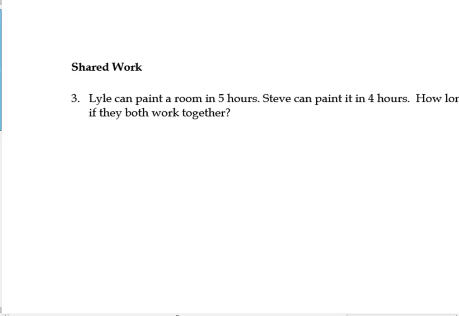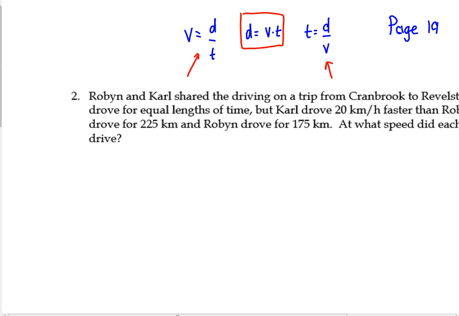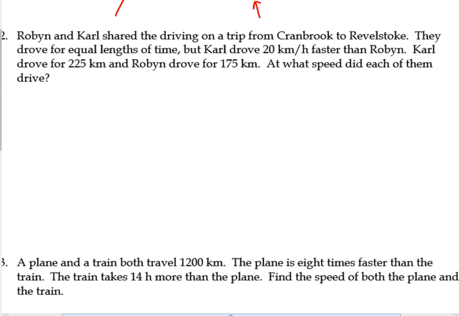So let's start with number 2. Robin and Carl shared the driving on a trip from Cranbrook to Revelstoke. They drove for equal lengths of time, but Carl drove 20 kilometers faster than Robin. Carl drove for 225 kilometers, and Robin drove for 175. At what speed did each of them drive? Okay, so we have two situations. We have Robin, and we have Carl.